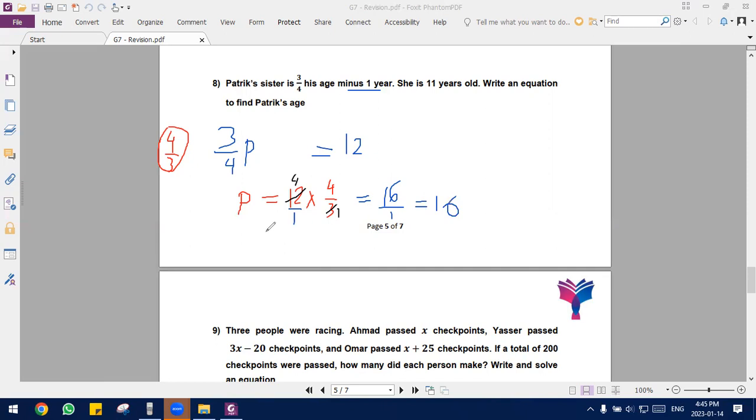So Patrick, he's 16 years old. So we need to write the unit, 16 years. So Patrick is 16 years old, and his sister is 11, as it's given in the question.